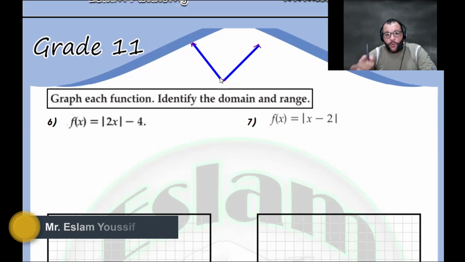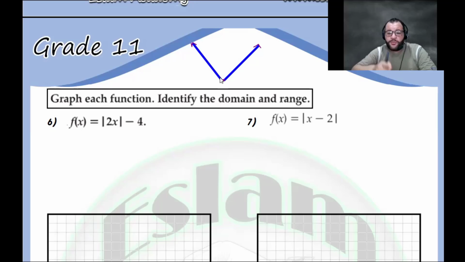Nicola, can you hear me? One point before the vertex, one point after the vertex. Alhamdulillah. So now how can we solve this one? To find the vertex, just take the expression inside the absolute value and make it equal to 0. So what is the value of x now?